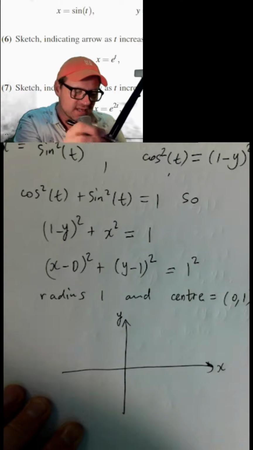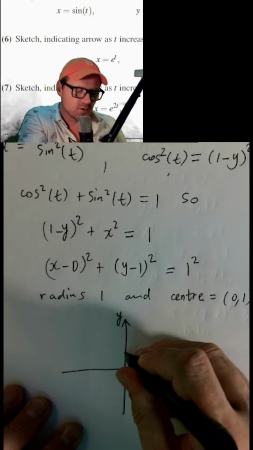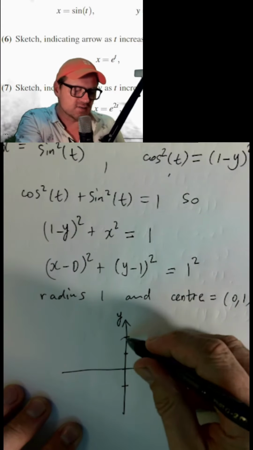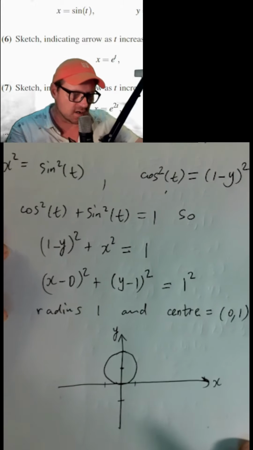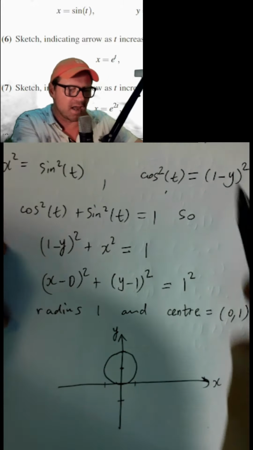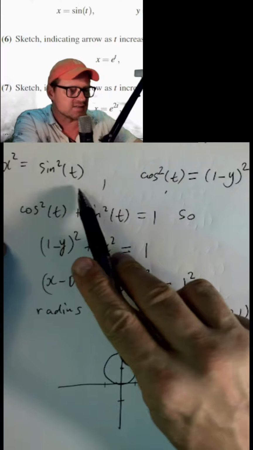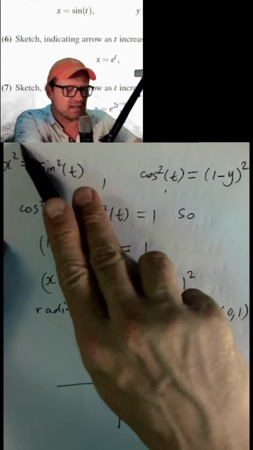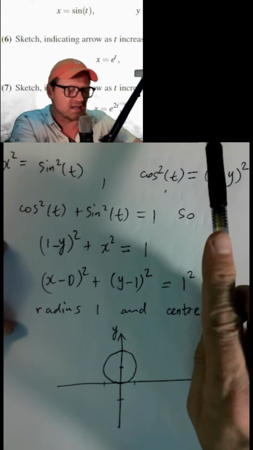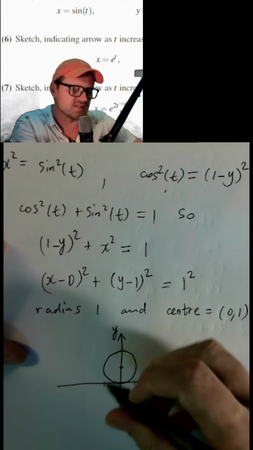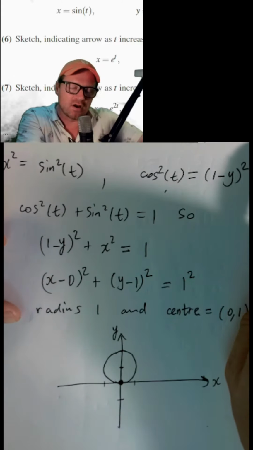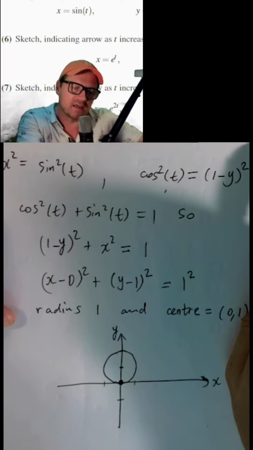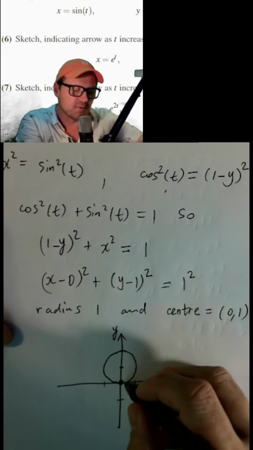So let's find our center. Let's put it here, 0, 1. Okay, and it has radius 1. So something like this. Okay, now where do we start? We start when t is 0, and so that's at the point x equals 0, y equals 0. So we start here at the origin, but cos and sine are periodic functions of period 2 pi. So we also finish at the same place.